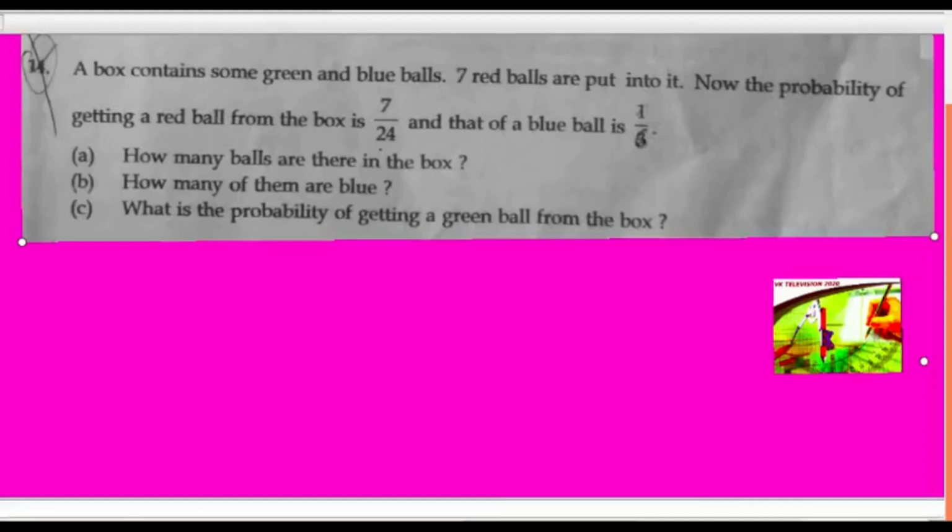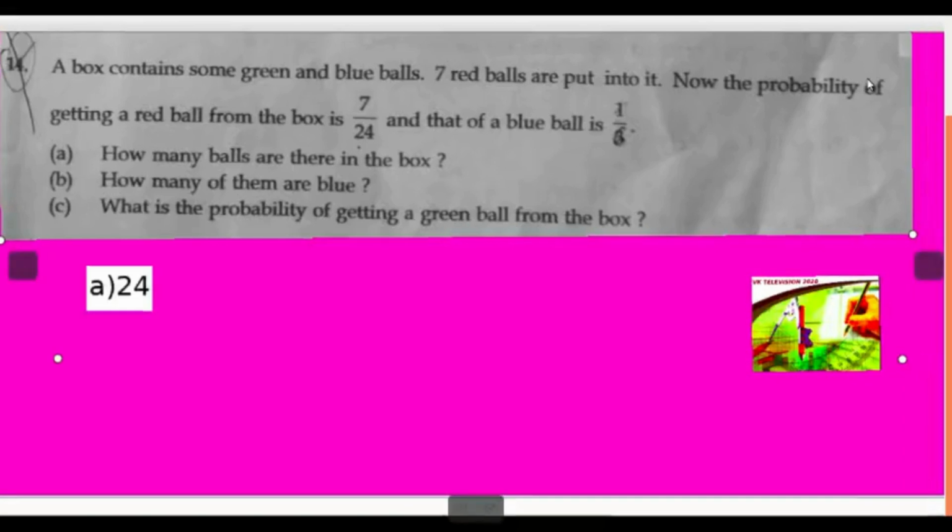Next question. A box contains some green and blue balls. 7 red balls are put into it. Now the probability of getting a red ball from the box is 7 by 24. How many balls are there in the box? 24, because the probability of getting a red ball from the box is 7 by 24. So we have 24 balls.